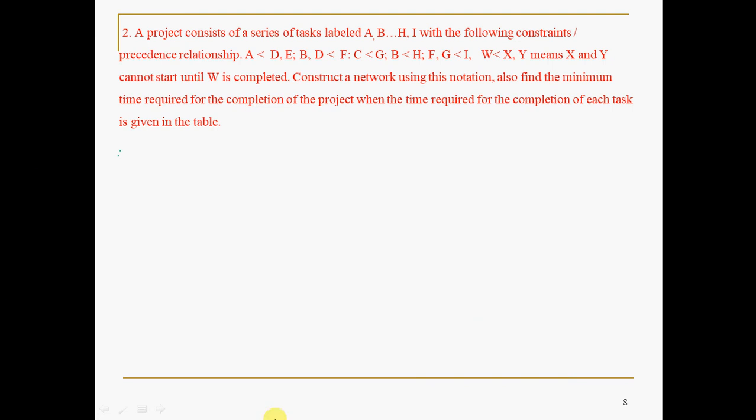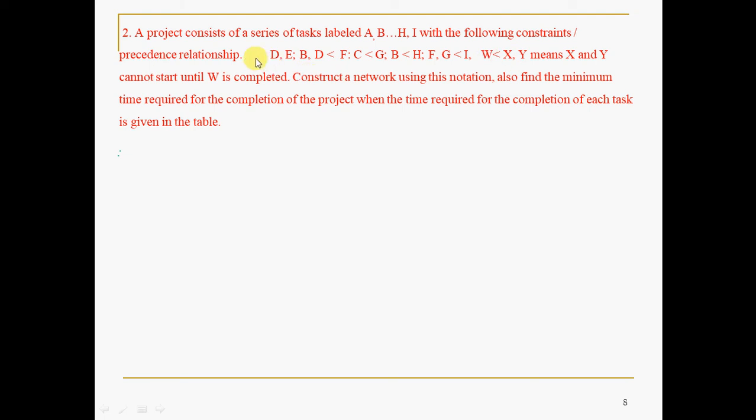Sometimes the problem nature will be like this. A project consists of, already we have discussed this logical relationship concept also, activities A, B and so on up to I with the logical constraints given like this. A is less than D, E; B, D is less than F; C is less than G and so on. And a statement is given: W is less than X, Y means X and Y cannot start until W is completed. W is the predecessor. Only after completion of W, X and Y should start. That is the meaning of this.